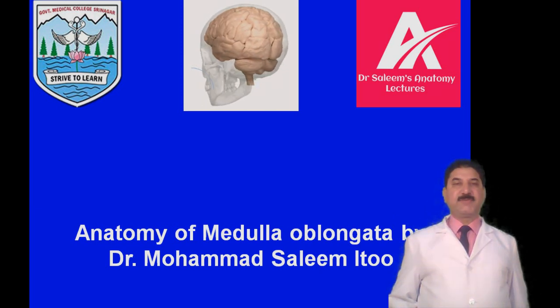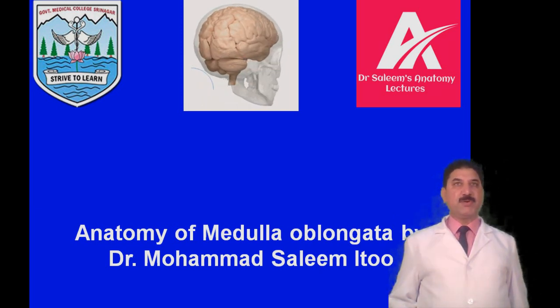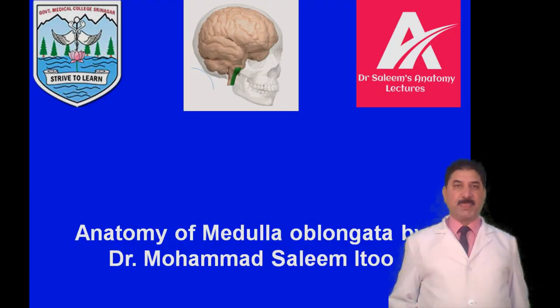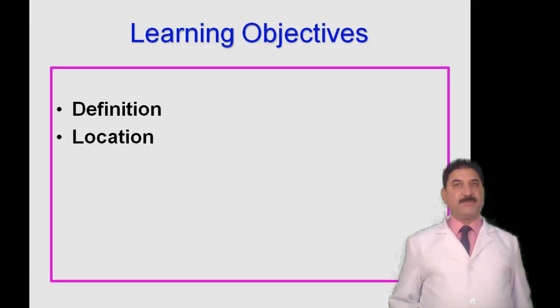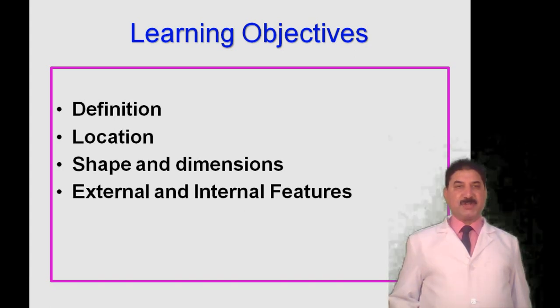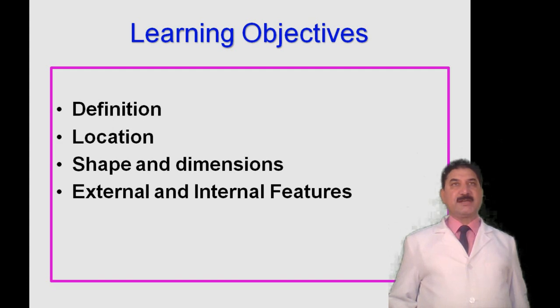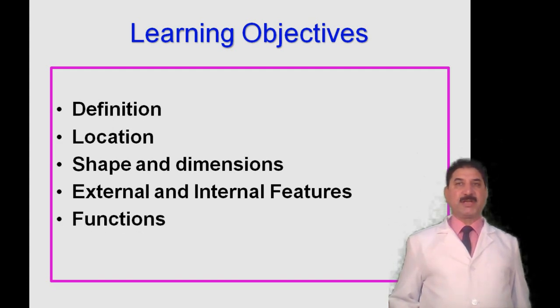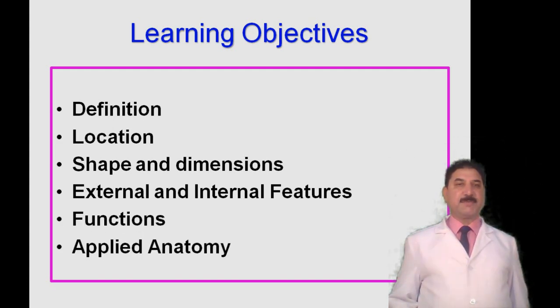Good morning. Today we are going to talk about anatomy of medulla oblongata. In this session we will talk about definition of medulla oblongata, its location, about its shape and dimensions. We will also describe external and internal features of medulla oblongata. We are also going to describe briefly its functions and applied anatomy.